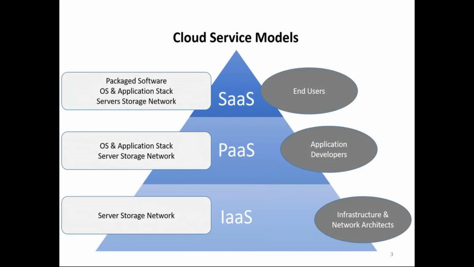Okay, now let's look at the cloud service models. How many types of models do we have? Basically, we have three types of cloud service models. Firstly, we have IaaS, second is PaaS, and third is SaaS. Now, what is IaaS, what is PaaS, and what is SaaS? IaaS is nothing but infrastructure as a service, PaaS is platform as a service, and the third service model is SaaS, which is called software as a service. Now, what are these three service models? What do we do with these models?